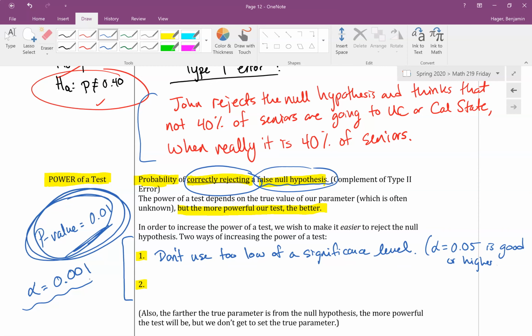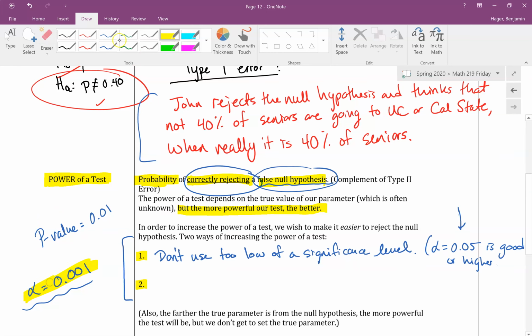And so one of the best ways to do that is to use not too low of a level of significance. If you think of the problems you've done with hypothesis testing, if this was your alpha level, there would have been very few problems where you would have rejected the null hypothesis, because getting a p-value lower than this would be pretty hard to do.